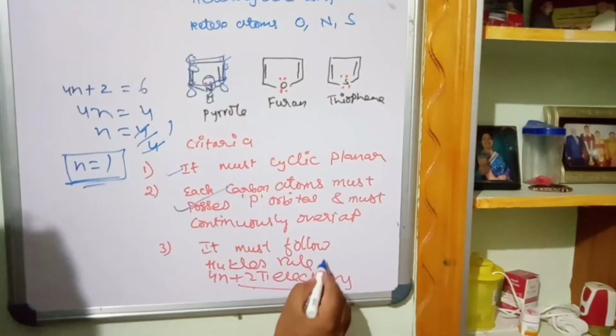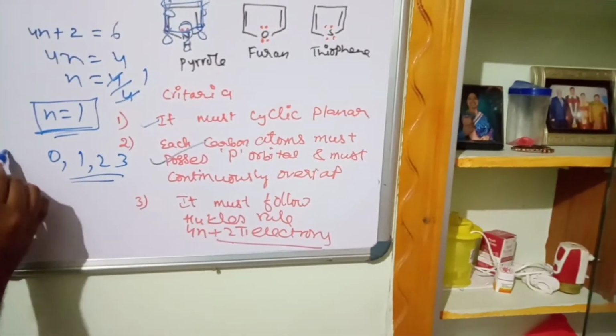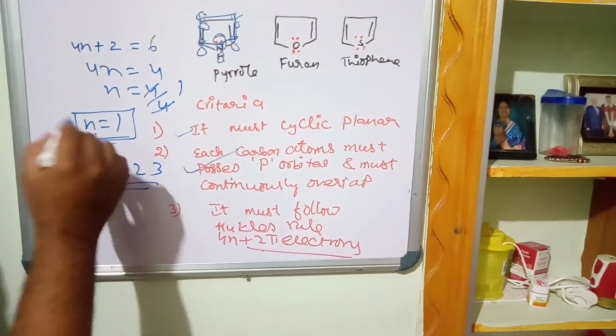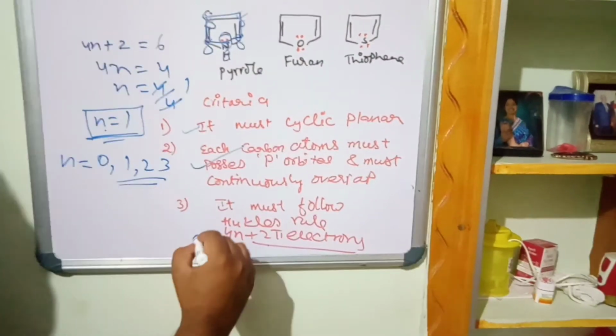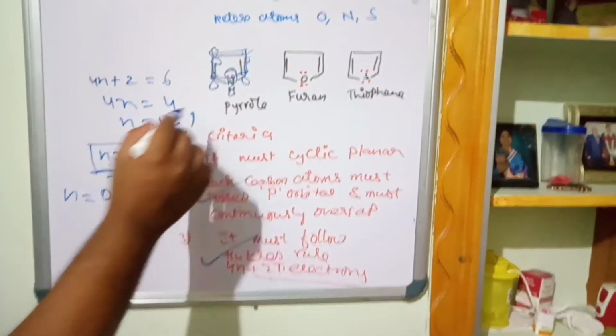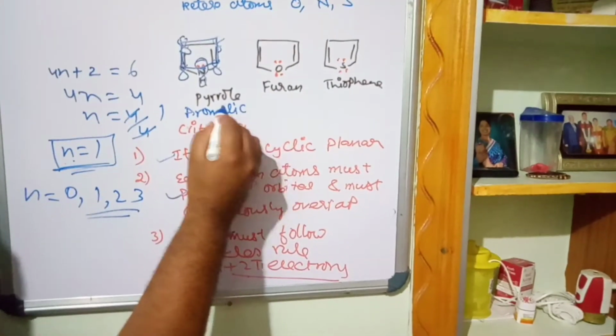If n is 0, 1, 2, 3, then it follows Huckel's rule. So n is 1, then it follows Huckel's rule. So according to Huckel's rule, this pyrrole will also follow. That's why this pyrrole is an aromatic compound.